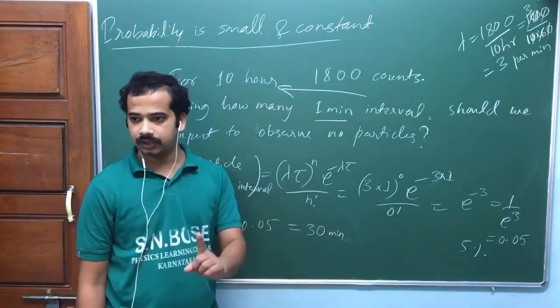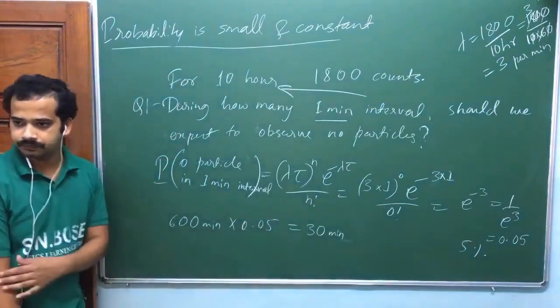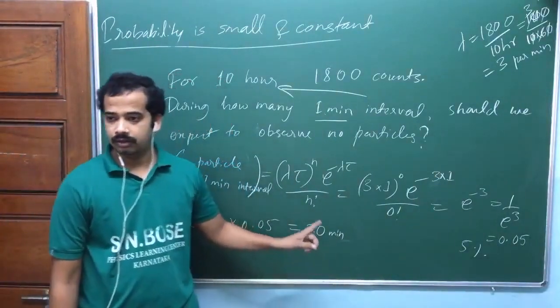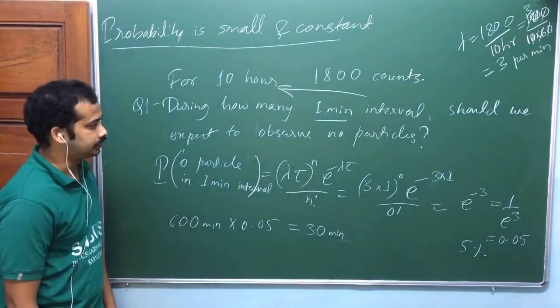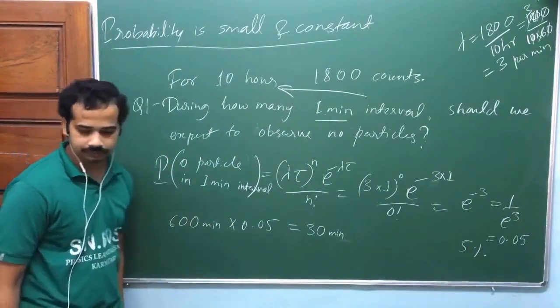There are 30 1 minute intervals here, isn't it? They need not be successive. They can be in any order. But there are 30 1 minute intervals in which you observe no particles actually. Is that okay? Try to do this one again.